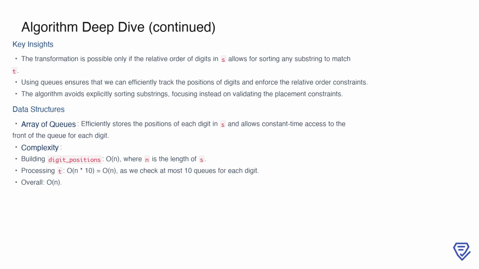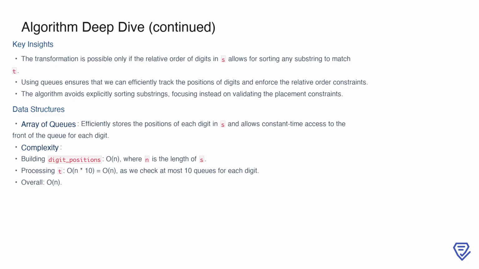This algorithm highlights several key insights. The transformation is only feasible if the relative order of digits in S allows us to sort substrings to match T. By using queues, we can efficiently track digit positions and enforce the relative order constraints without explicitly sorting substrings. The use of an array of queues allows us to access and update digit positions in constant time for each digit.